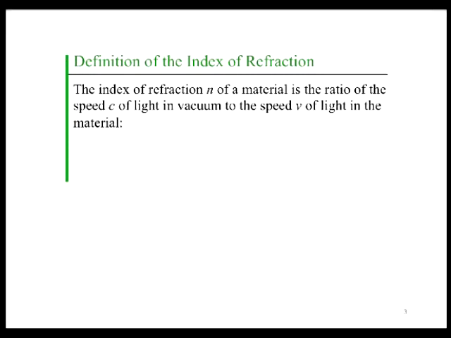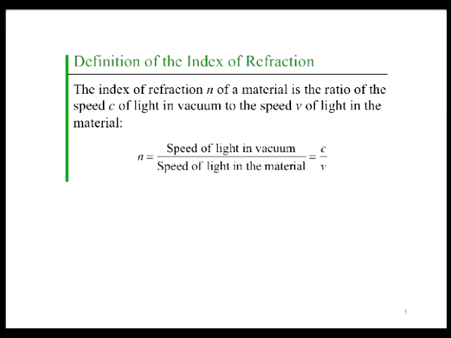The index of refraction, n, of a material is the ratio of the speed c of light in vacuum to the speed v of light in the material, or n equals c divided by v. Since both c and v have units of meters per second, the index of refraction is a dimensionless quantity, just a number without units. In vacuum, v equals c, and the index of refraction for vacuum is equal to 1. In a medium other than vacuum, the speed v is always less than c, and therefore n is always greater than 1. n is only equal to 1 in vacuum.